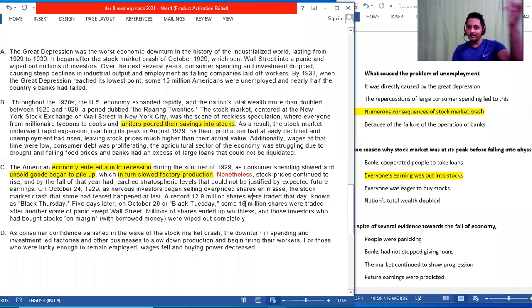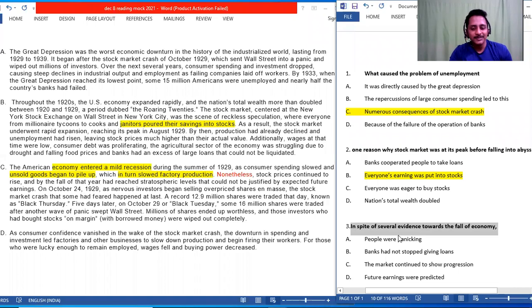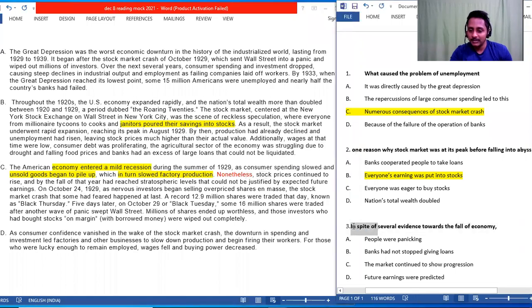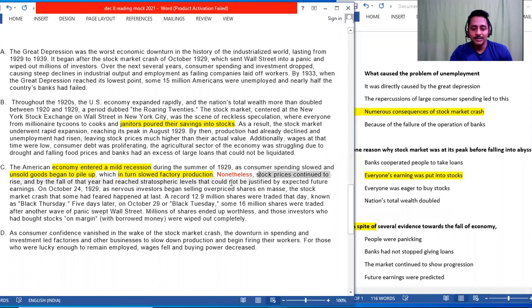Nonetheless, in spite of the economy entering a mild recession, there was less output. Unsold goods began to pile up. Guys, getting it? In spite of several evidence towards the fall of the economy, what happened? Nonetheless, in spite of is nonetheless, nevertheless. This somewhere here is the answer.